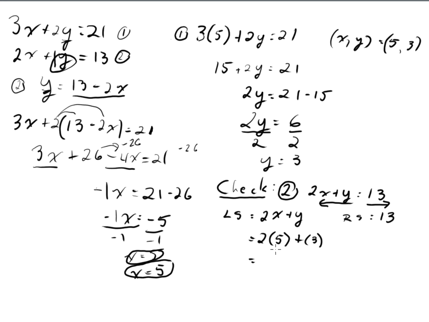And I can simplify that. 2 times 5 is 10. 3 is still just 3. 10 plus 3 is 13. And so look what we've got. We've got that the left side, in fact, equals the right side. So we can have a great deal of confidence that we have the right answer. So the right answer is going to be (x, y) equals (5, 3).